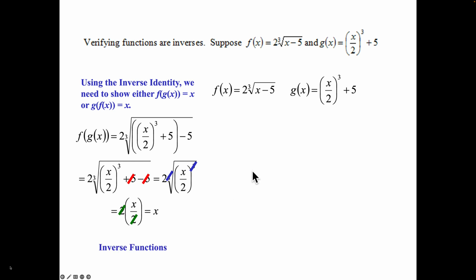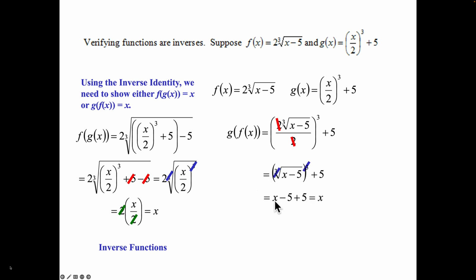If you tried g of f of x, then we take all of the f of x and put it in the numerator of this fraction here. Since I'm in this fraction, the 2 on the top and the 2 on the bottom cancel. Then I'm left with the cube root of x minus 5 cubed. That cancels. Then I'm left with x minus 5 plus 5. Those cancel out, leaving me the x.